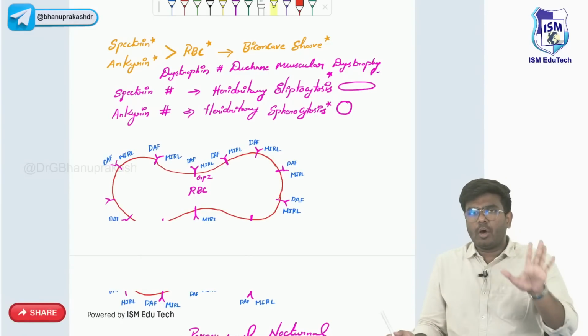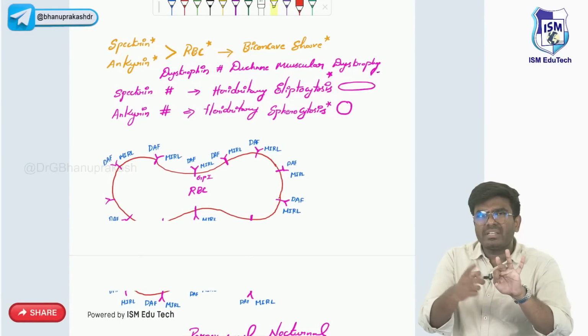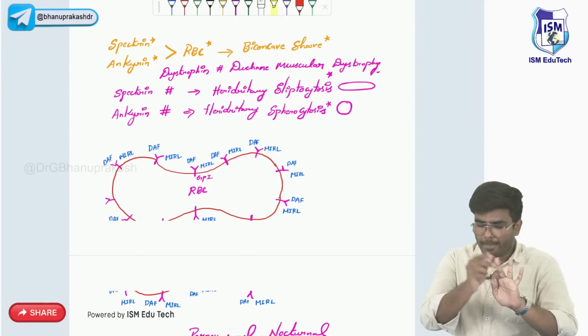Now lipids are completed. How many types of lipids are there? Phospholipids, glycolipids, sterol. Sterol is nothing but the cholesterol.